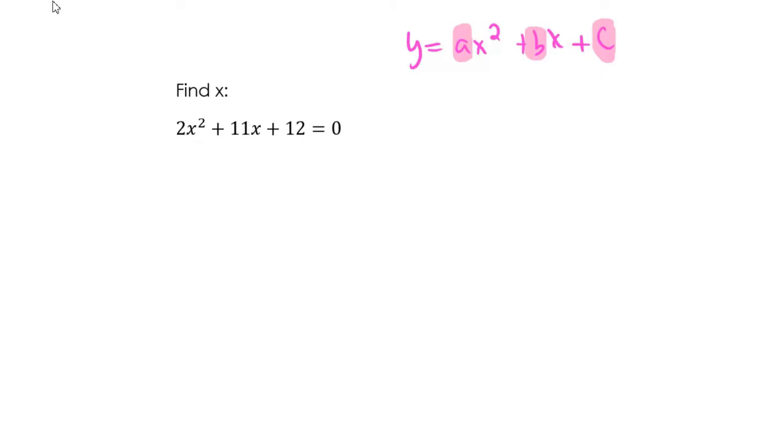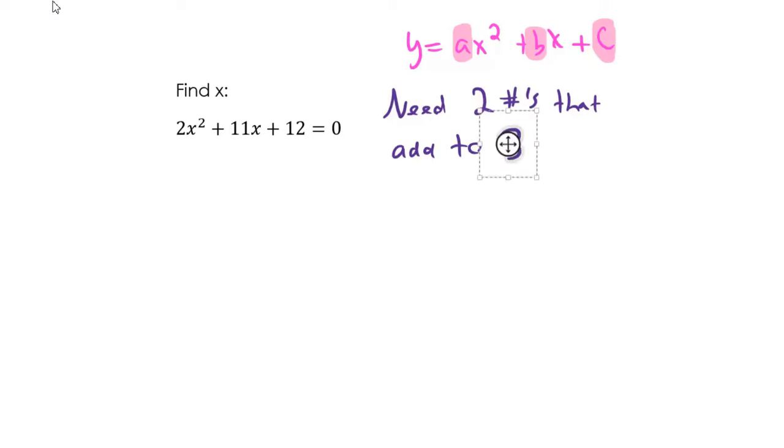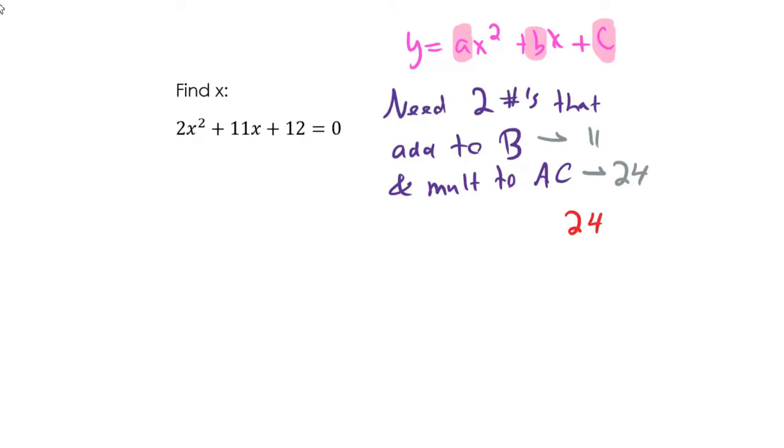And in that situation, you need two numbers that add to the B and multiply to AC. So the B in our situation is 11, and A times C, 2 times 12, that's 24. So what two numbers add to 11 and multiply to 24? So we want to take that 24 and divide it by everything we can. So of course it divides by 1, it also divides by 2, it also divides by 3, also by 4.